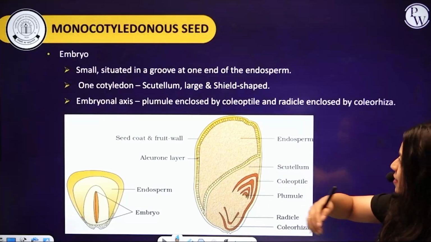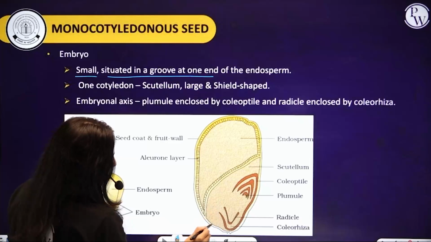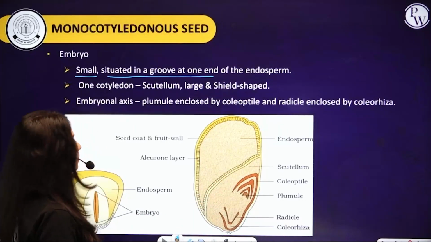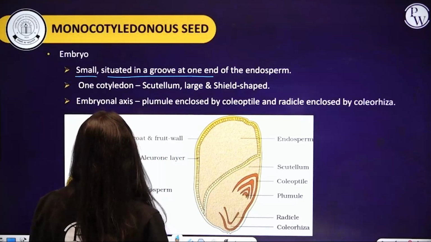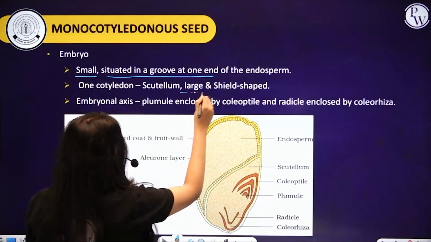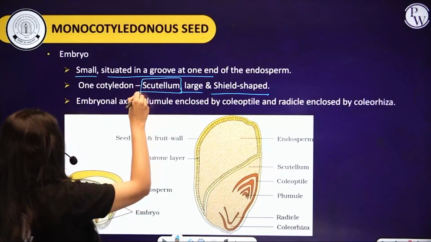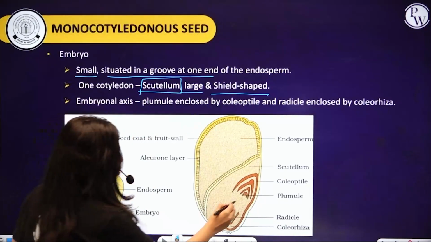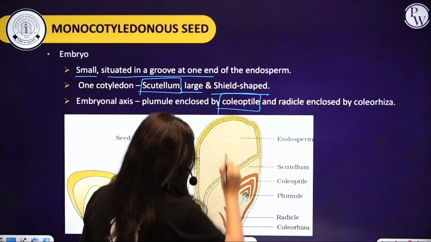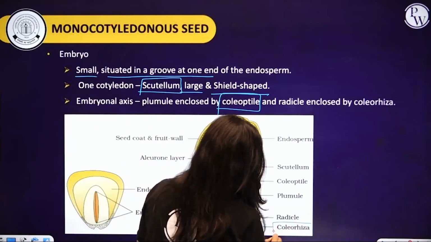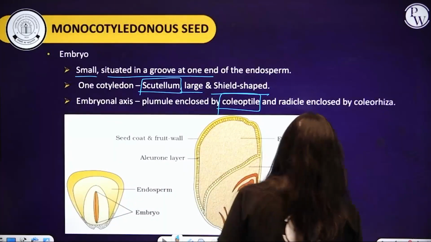In the embryo, like I said, it is very small in size. It is situated in a groove at one end of the endosperm. So endosperm, as you can see, occupies more space than the embryo. The single cotyledon is large and shield-shaped, like I told you, and it is referred to as the scutellum. In the embryonal axis, you have the plumule that is enclosed by the coleoptile and the radicle that is enclosed by coleorhiza. That is about the embryo.